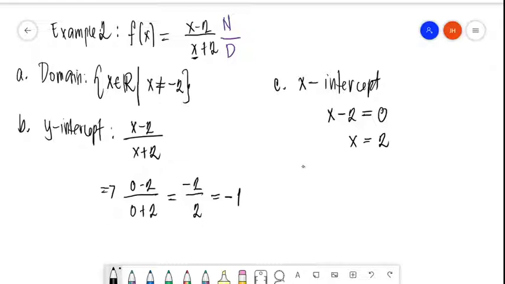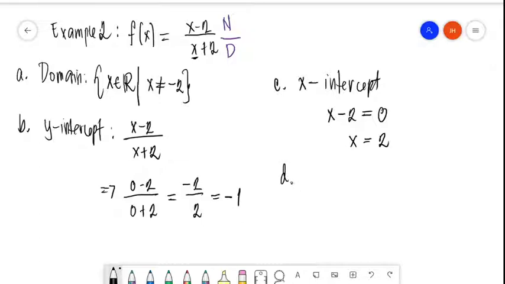In our previous example, we had 2 x-intercepts, but in our example 2, we only have 1 x-intercept. So again, it depends upon the function that is given. It does not really need to have 2 x-intercepts or 2 y-intercepts. Again, it depends upon the function.